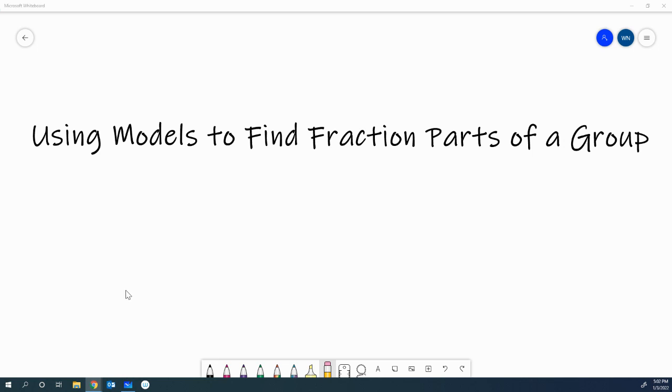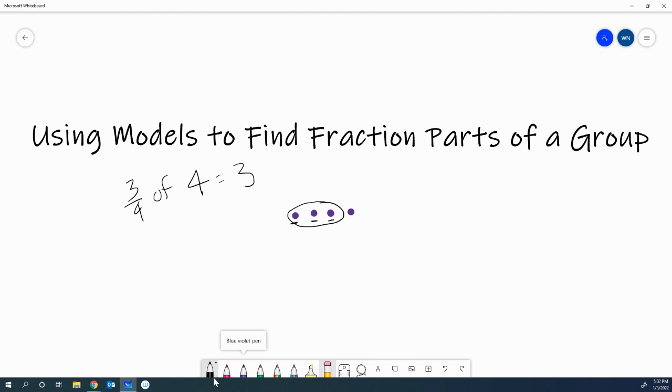In this video, we're going to be using models to find fraction parts of a group. So that's a lot of words, but it's actually pretty simple. For example, let's say you have 4 cookies and you want to eat 3/4 of the 4 cookies. 1/4 would be 1, 2/4 would be 2 of the 4, 3/4 would be 3 of the 4 cookies. So if you were to eat 3/4 of the 4 cookies, you would eat 3 of the cookies.